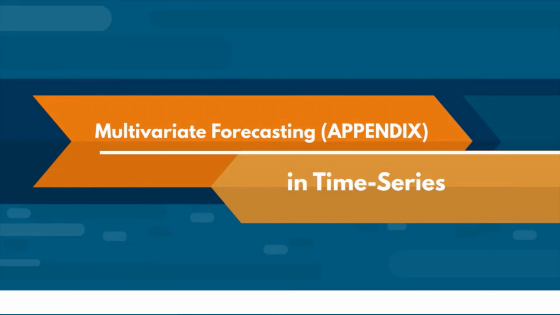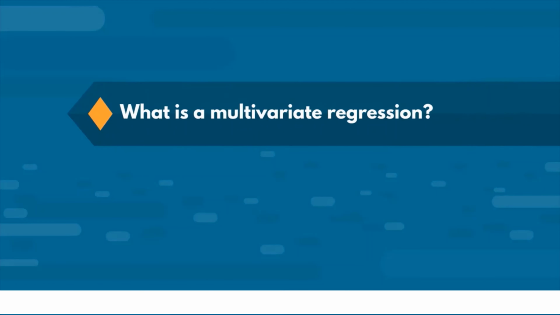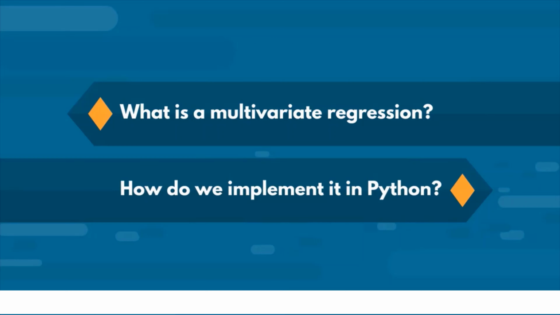Hello there. In this lecture, we're going to discuss what a multivariate regression is, when we're interested in it, and what the easiest way to implement it in Python is. Now that we have our expectations set, let's begin with the definition.